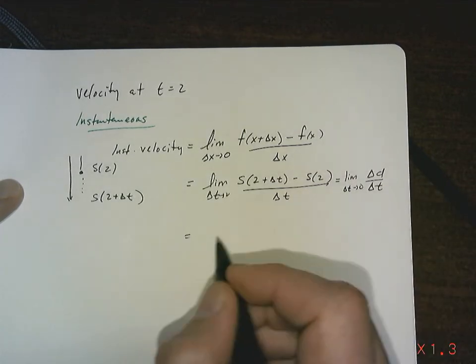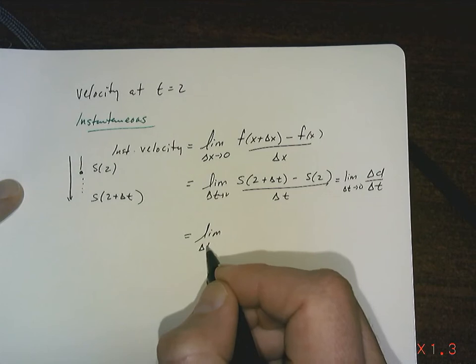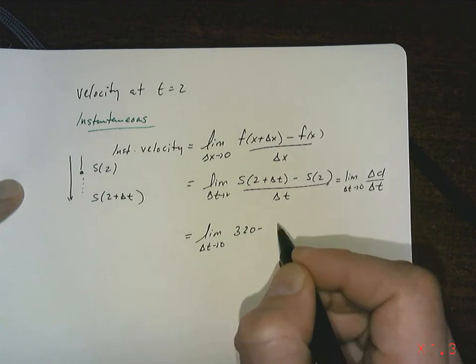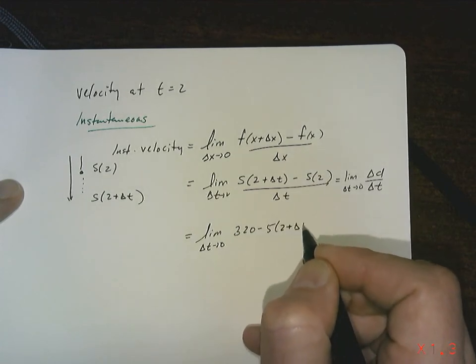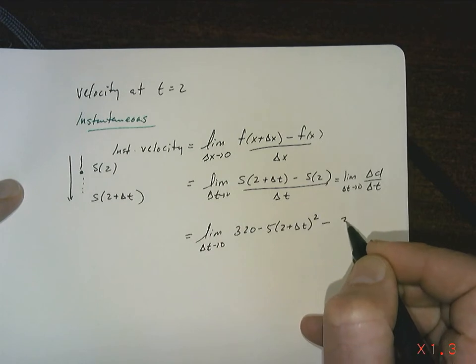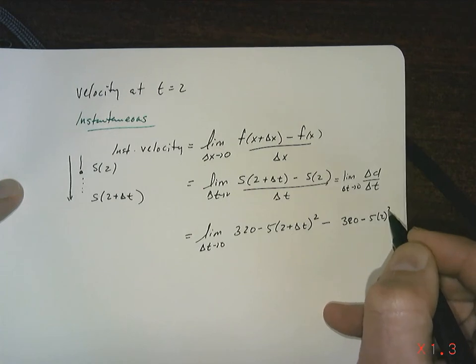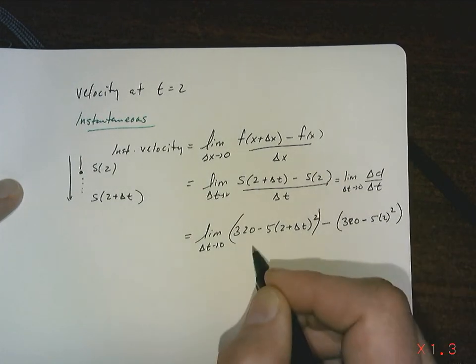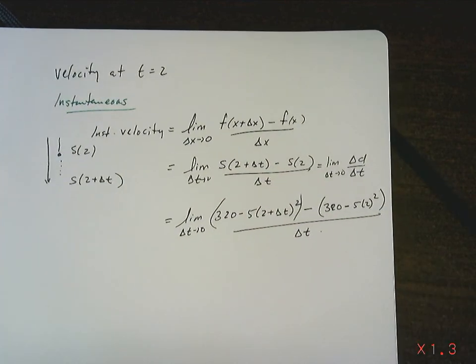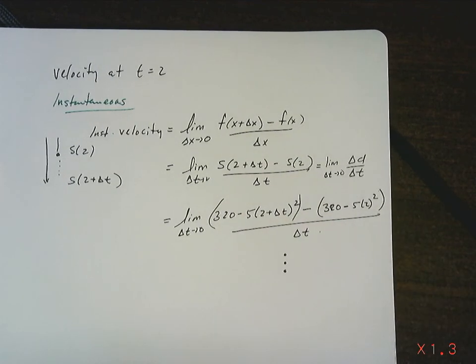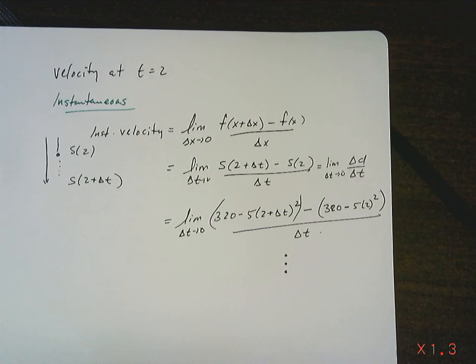And so what we come up with is the limit as delta t approaches 0 of 320 minus 5 times 2 plus delta t squared, minus 320 minus 5 times 2 squared. And then we just follow that through and solve it. We good? Okay, my in-class group says we're good. I hope that helps out. Remember, there's a big difference between average rate of change and instantaneous rate of change, and that's how we solve that question.